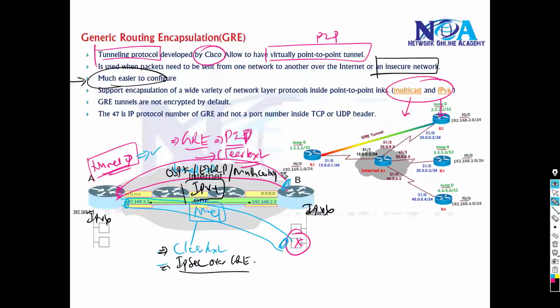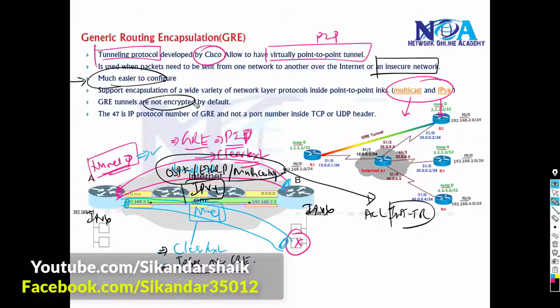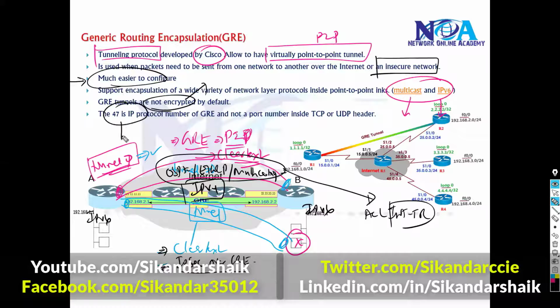It makes your job much easier, because once you have this routing protocol support, you don't need to configure any ACLs or interesting traffic like we did in IPsec. That's not required. And again, as I said, GRE tunnels by default are not encrypted. The default protocol number it uses is 47. That's the protocol number for GRE.